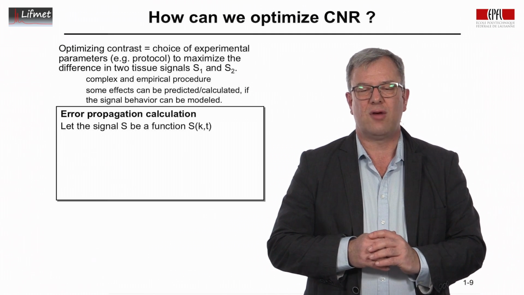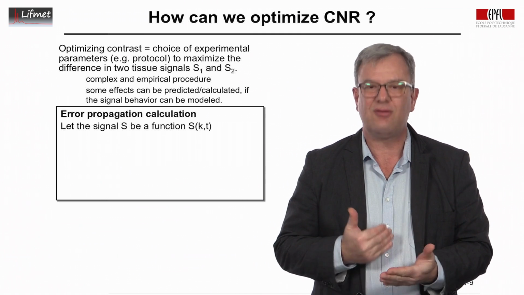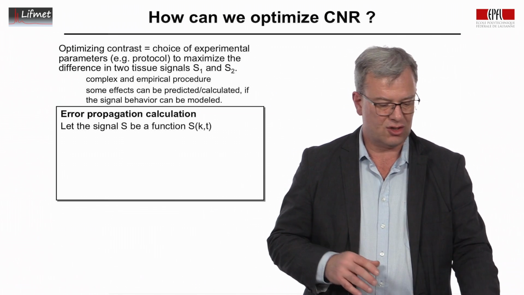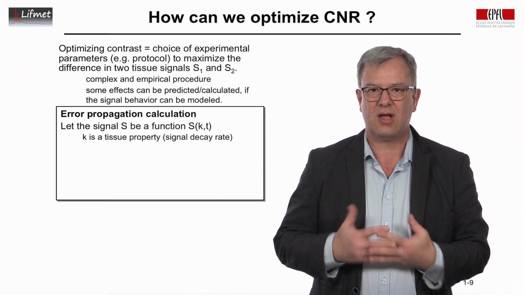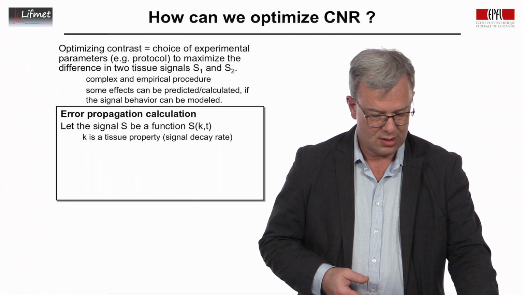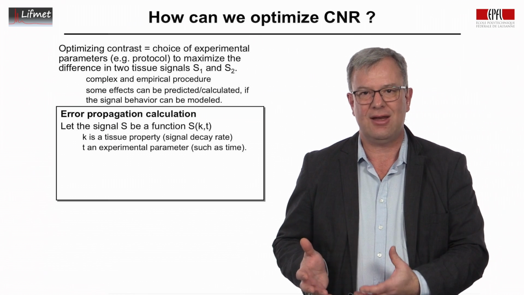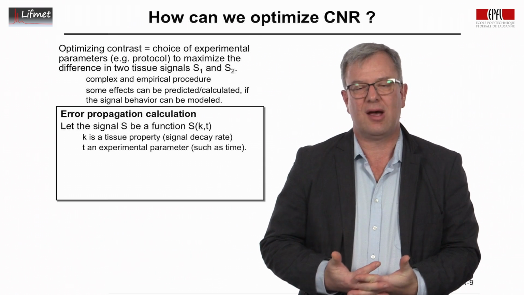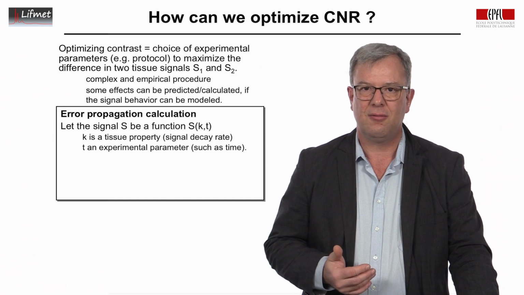consists of the following. Let's assume we have the signal or the measurement variable S, and we'll assume it's a function of two variables, k and t. Doesn't matter what they are. Well, we can imagine certain things. Let's say k is a tissue property. That's what we impose. K is a tissue property, that's important. And let's say it's a decay rate. Something is decaying. And let's say t is an experimental parameter. That is something that I, as an operator, can change. I can manipulate that parameter. And here, for example, it could be the time when we measure. So we have decay rate and measurement time.